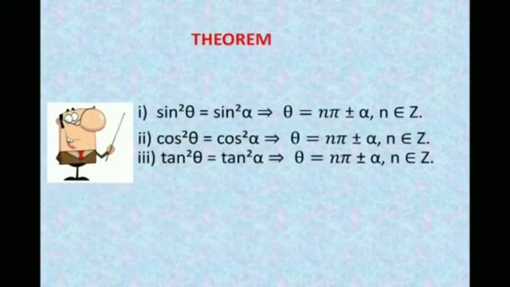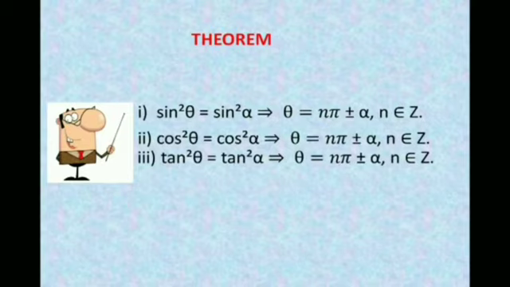Another theorem you have to remember, that if sine square theta is equal to sine square alpha, then this doesn't mean that sine theta is equal to sine alpha. You have to write it in the linear fashion. Sine square theta can be written as (1 minus cos 2 theta)/2 and sine square alpha as (1 minus cos 2 alpha)/2. Solving them, we get the result theta is equal to n pi plus minus alpha.